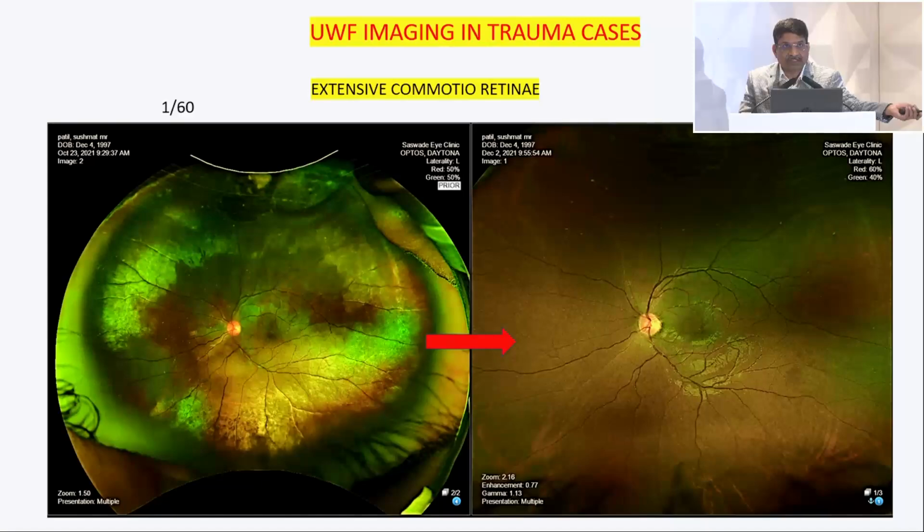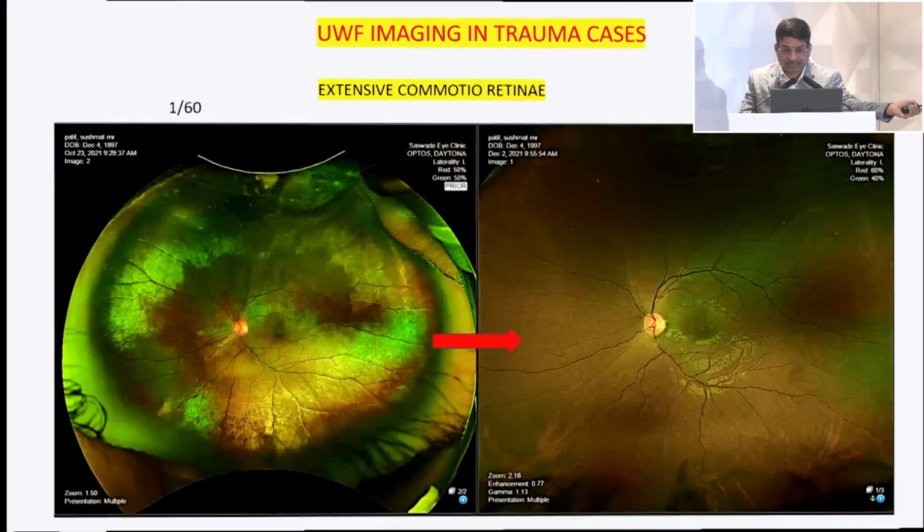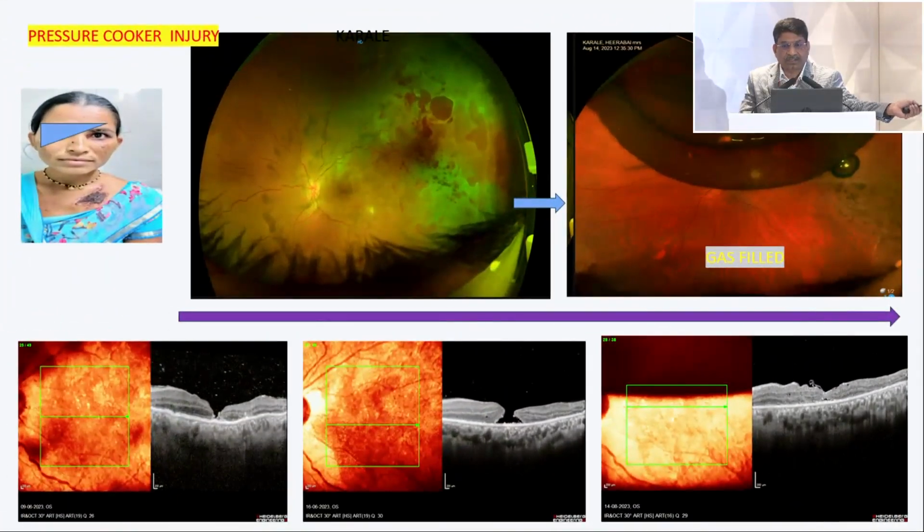Then these are the trauma cases where evidence is very important because of medico-legal issues. This was a blunt trauma, a shuttlecock injury to an engineering student. The mother was an ophthalmologist. You can see the extensive commotio retinae. Because of this we could convince them very well. The patient returned back to 6/6.